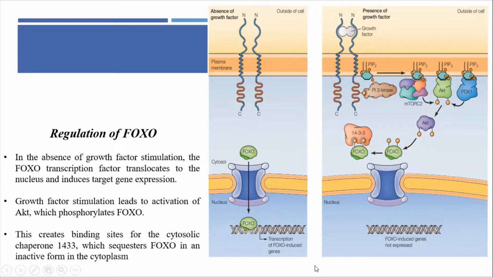Okay. So what it is saying is that once there is no growth factor, FOXO is free and it can go inside. Now, when there is a growth factor, all this AKT pathway is taking place. The activated AKT is going to phosphorylate FOXO. Once it is phosphorylated, it has the binding sites for the 14-3-3 proteins, and the FOXO-induced genes cannot be expressed at that time. Okay?